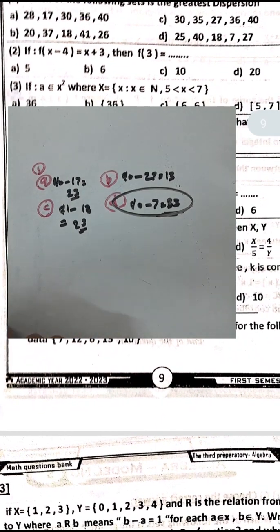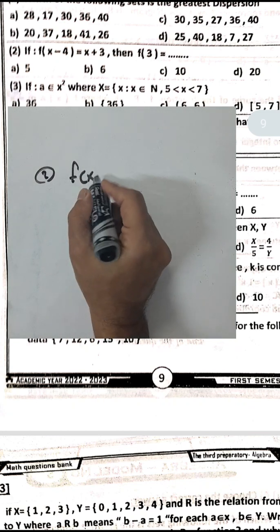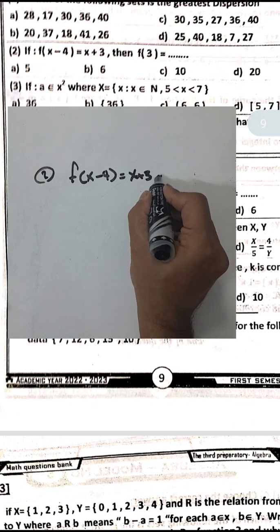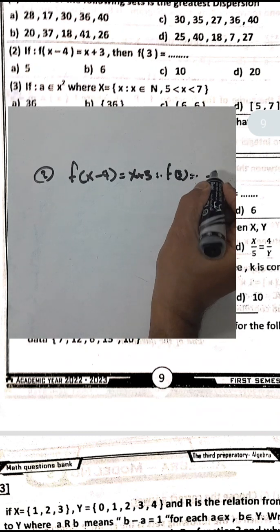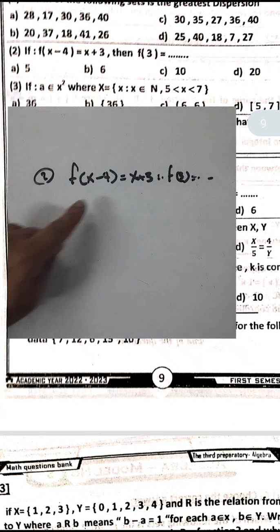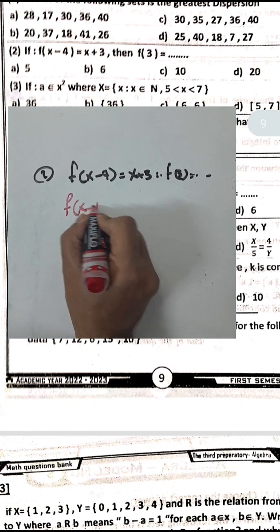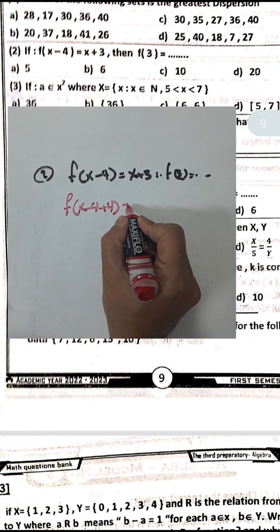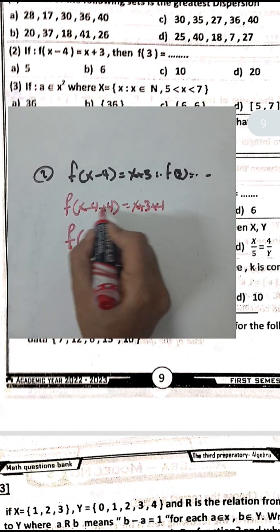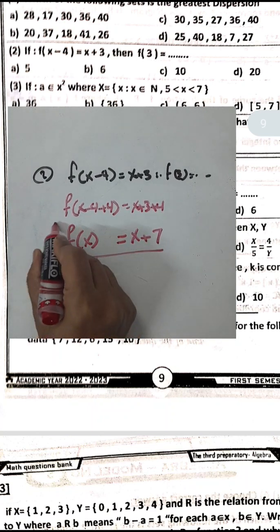Question number 2, we have a function here. If f of x minus 4 equals x plus 3, then f of 3 equals what? To solve this example, we must cancel negative 4 by adding positive 4 to the left hand side and right hand side. Then f of x minus 4 plus 4 equals x plus 3 plus 4. Then we cancel negative 4 by positive 4, it will be x, and write x here plus 3 plus 4 equals 7. It's the function.